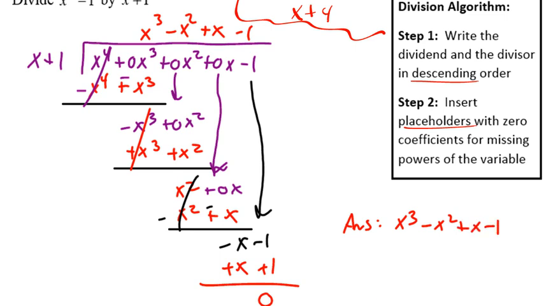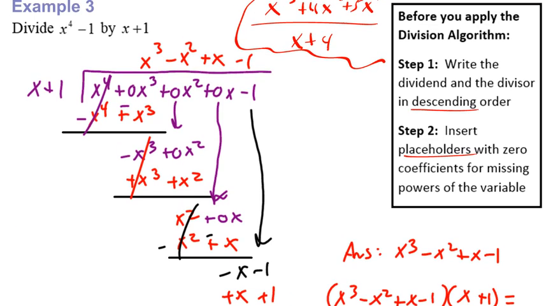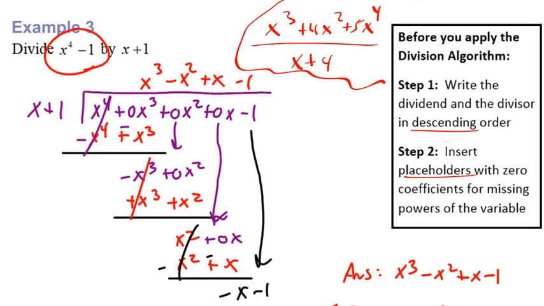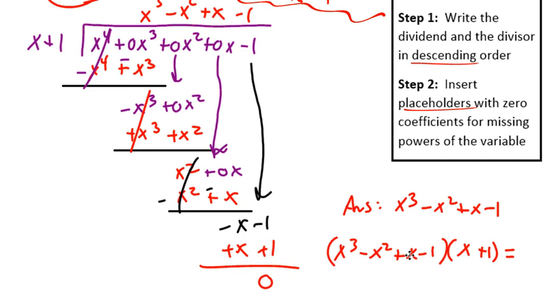Okay? And just so that we are clear on what this means, if you take your answer, x cubed minus x squared plus x minus 1, and multiply that by the divisor, by what we divided by, x plus 1, that equals the original function. Okay, and that's the connection that you really need to make right now: when you multiply the quotient by the divisor, you're going to get back your original polynomial.